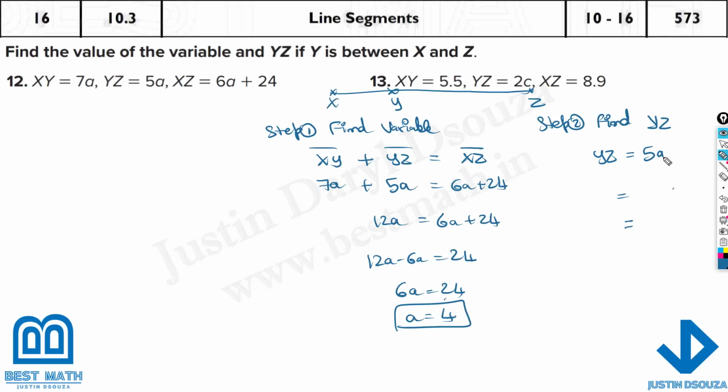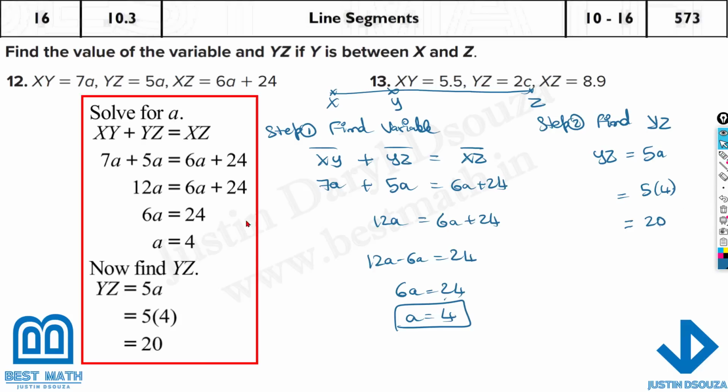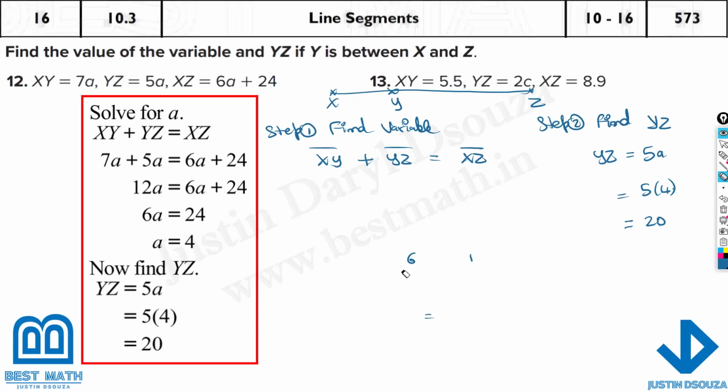What about over here? It is 5 times A, isn't it? So it's 5 times 4. And here you go. Answer is 20. What about the other term? Now here, let's just check the answer. It's 4 and 20. All we have to do is just change it up over here and this over here as well. So that is it.